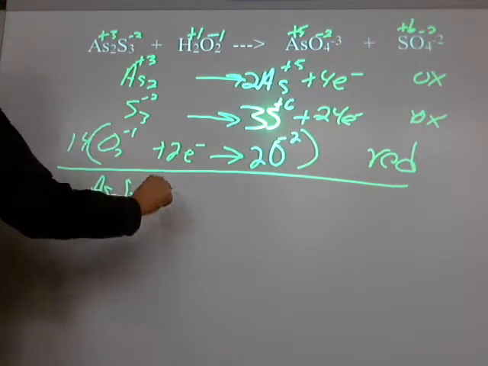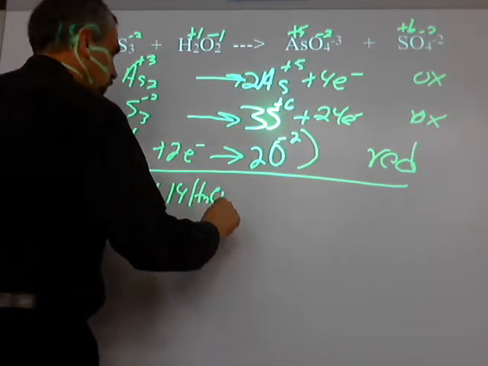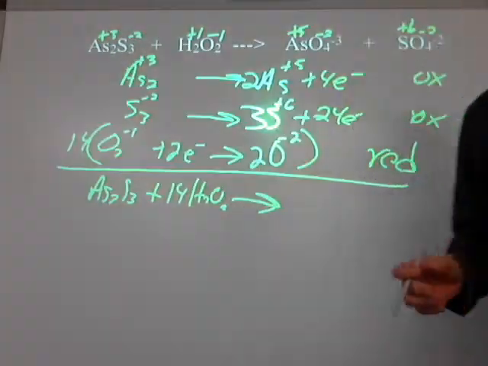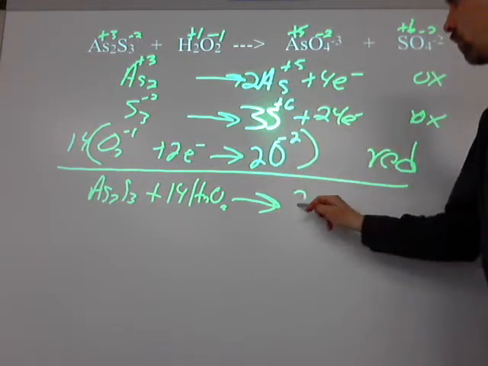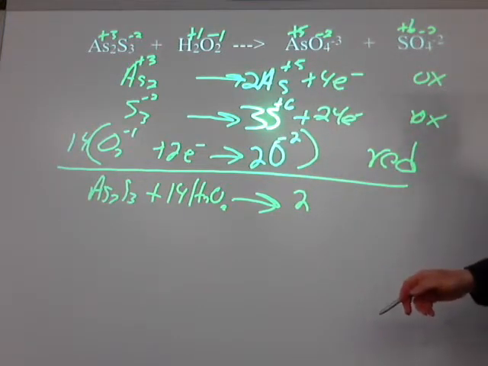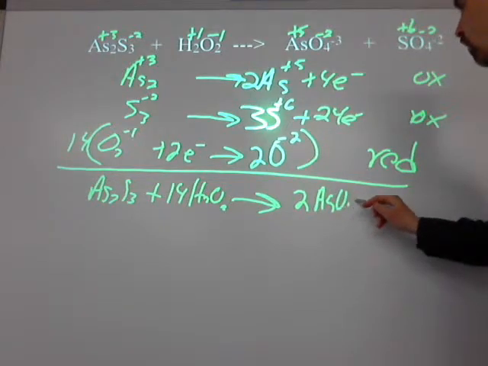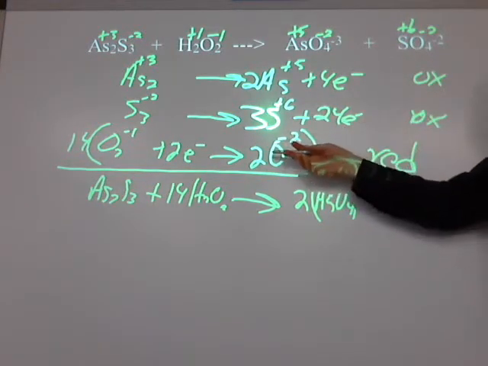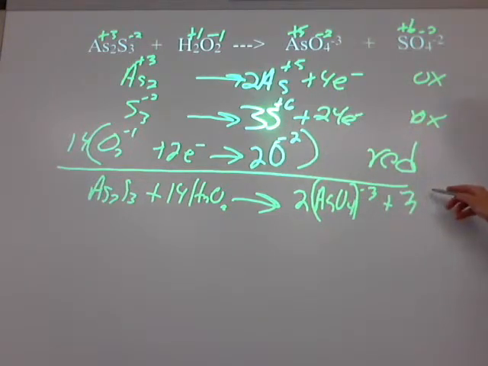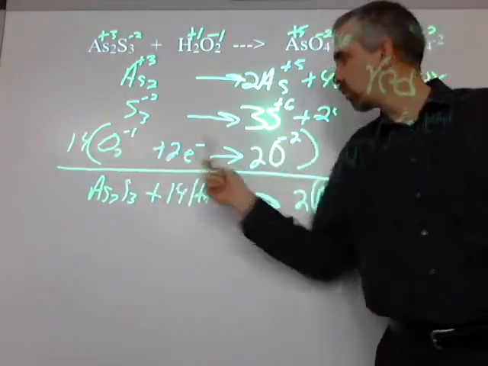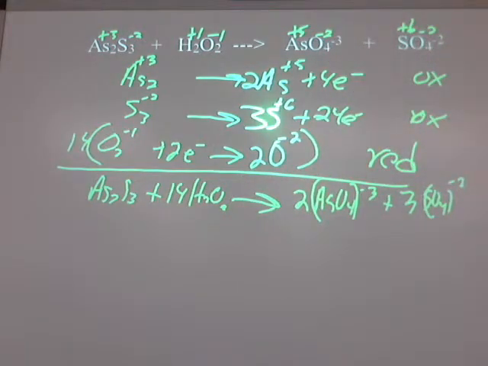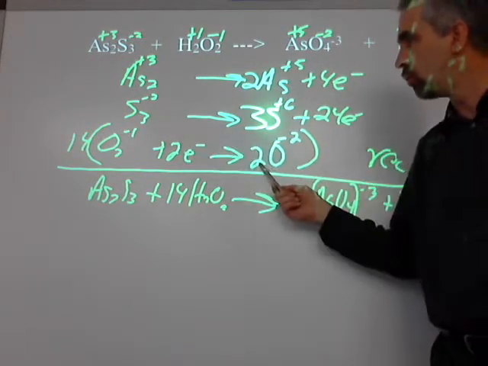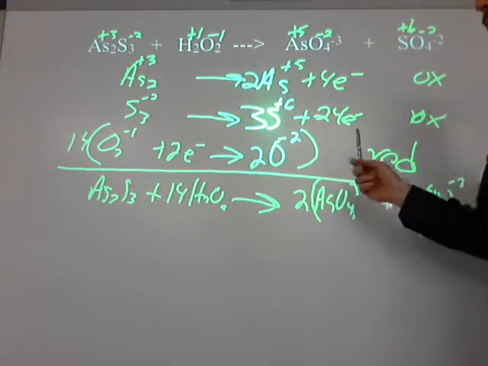So that's As2S3 plus 14 H2O2s yields. Now, the As has to have a coefficient of 2 in front of him: 2 AsO4 with a -3. And the sulfur has to have a coefficient of 3 in front of him: 3 SO4 with a -2. Where's my coefficient of 28? It doesn't exist. That's why I said it a little while ago. I don't have to have a coefficient of 2 or 14 or 14 times 2 of 28.